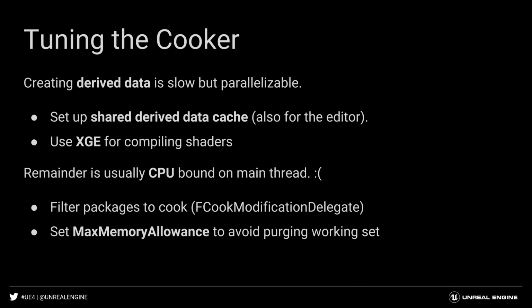And the rest of the cooker is usually CPU bound in the main thread. So this is just doing object serialization. Hopefully all the derived data is coming directly from the derived data cache. But the object serialization, loading objects into memory, is very heavy on the main thread. And for this reason, we found using computers with very fast cores, single core performance, with a smaller number of cores is much better than having a lower speed computer with more cores. So single core performance is what you should be optimizing for your cook machines for your build farm.